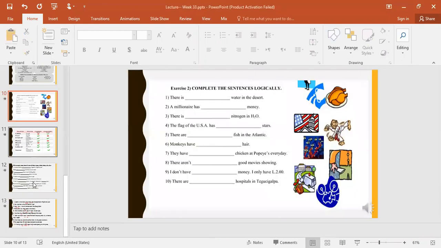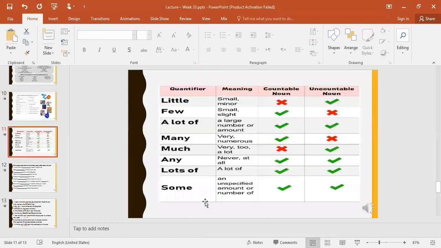So all of your answers were excellent. Now we're going to move to this slide that shows us the quantifier and what the quantifier is used for, yani the meaning, and if it's used with countable or uncountable. So as you can see: little, few, a lot of, many, much, any, lots of, and some, their meanings, and if they are used with countable or uncountable.